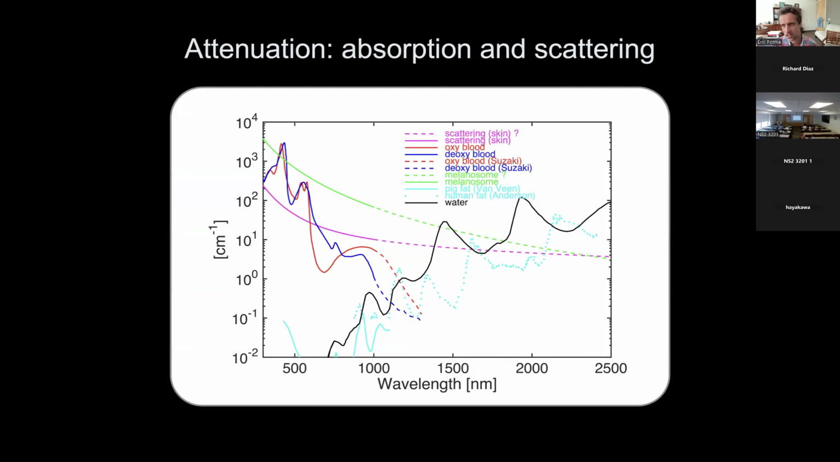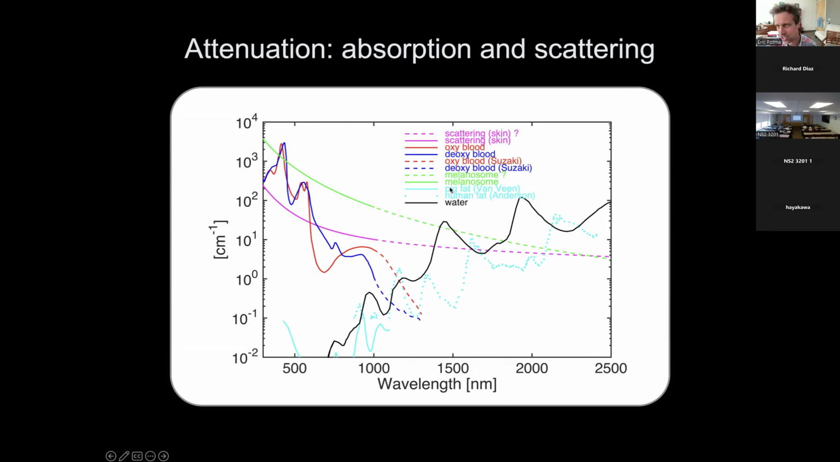Okay, so this is a graph. I don't know if you have already seen this one in this short course. Maybe you have, but it is a very important graph, okay? Because it shows on the y-axis the attenuation in reciprocal centimeters of the light in the tissue. So the higher we go up on this scale, the more attenuation of light. And on the x-axis, we have the wavelength of light.